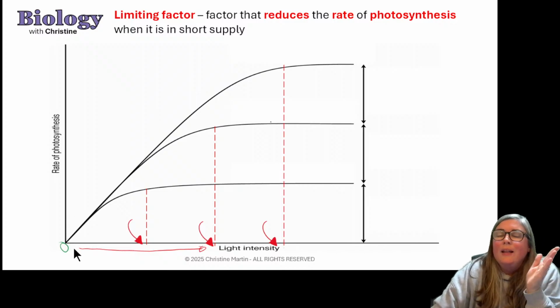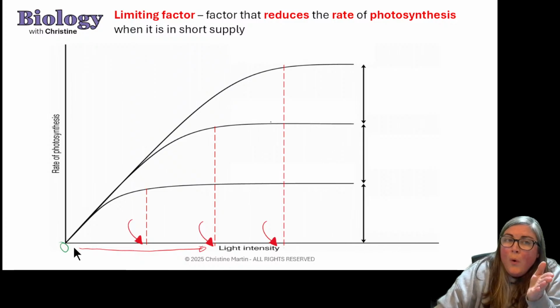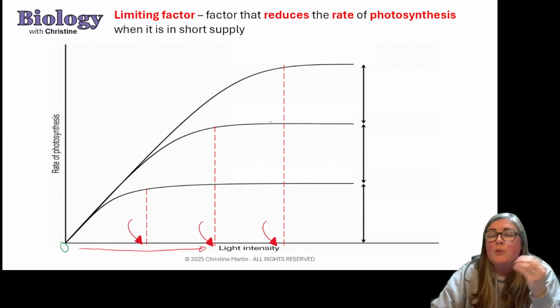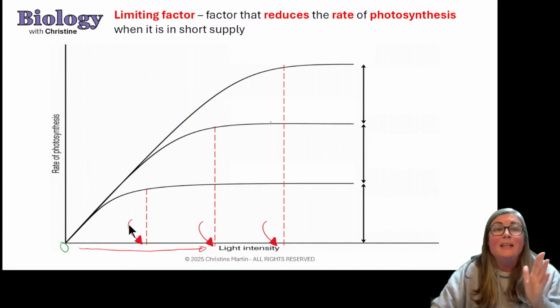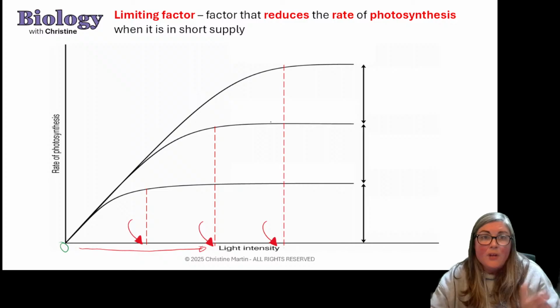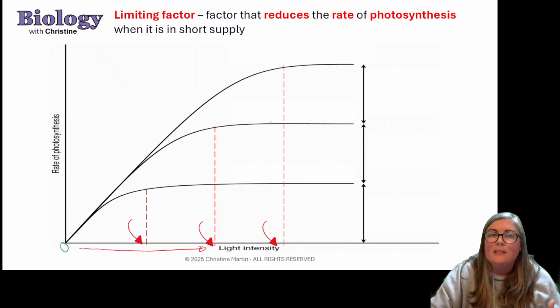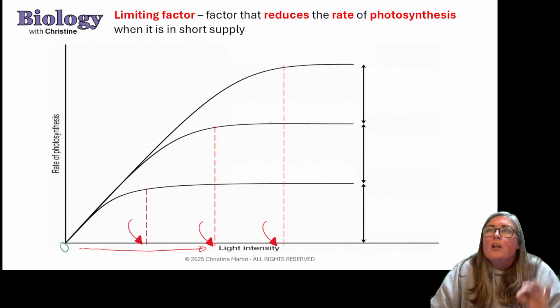Obviously the light energy is required to be absorbed by the chlorophyll molecules for photosynthesis to occur. So if I am limiting the light intensity, my light source is further away from my plant, that is going to affect the rate of photosynthesis.